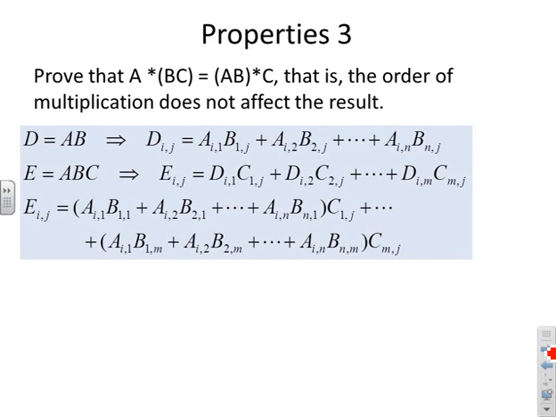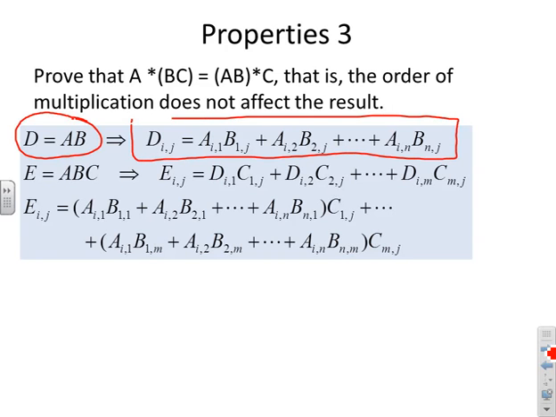Now the algebra here is a bit messy, but it's not as bad as you might think. So let's do one line at a time. This top line, I'm going to do AB first. So all I've done is I've written out the definition for the coefficients of D using the formula for matrix multiplication.